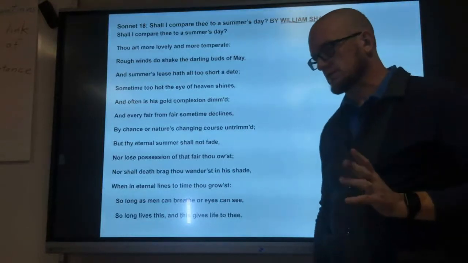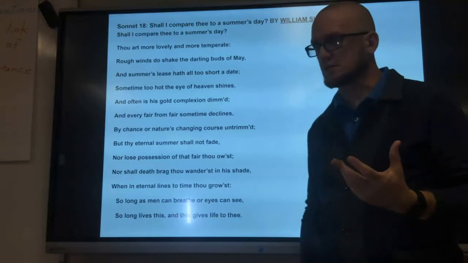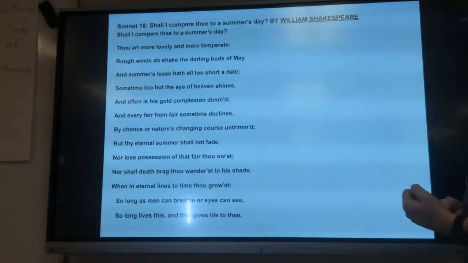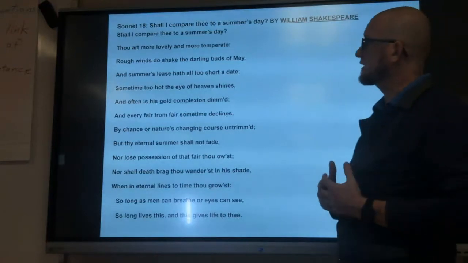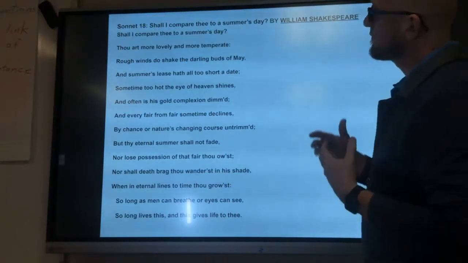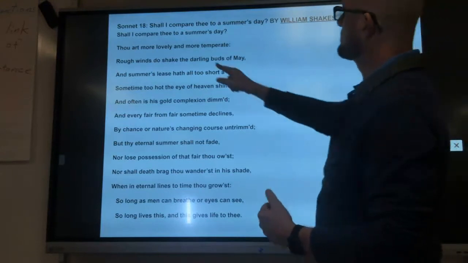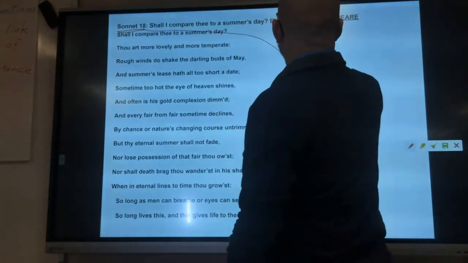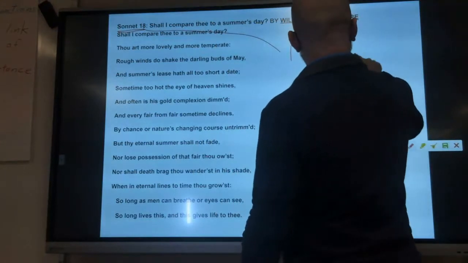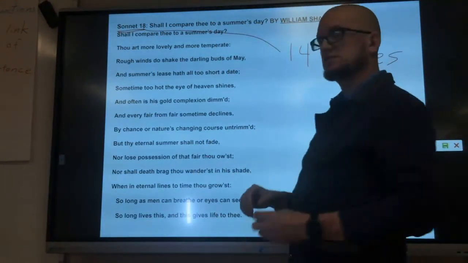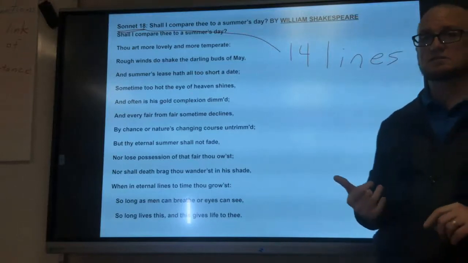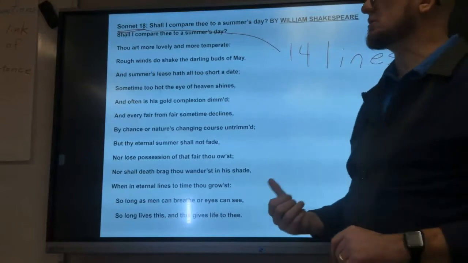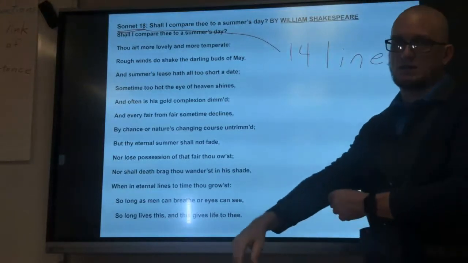So first we're going to read this as a love poem, and I'm going to tell you some things that I think are really important for you to know about the poem and about poetic analysis. So the first thing I want you to know is sonnets are 14-line poems. If a poem doesn't have 14 lines, if it has 15, if it has 23, if it has 13, it is not a sonnet. It must have 14 lines.